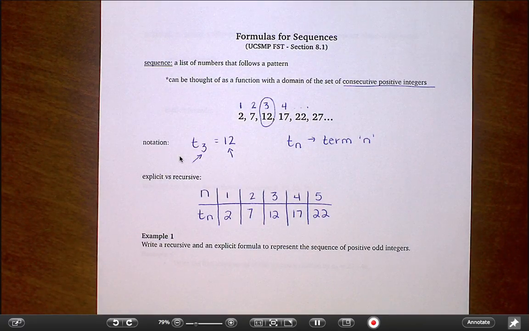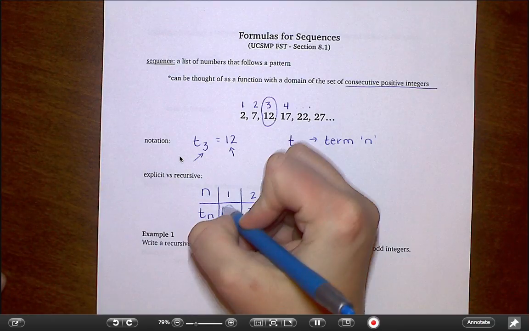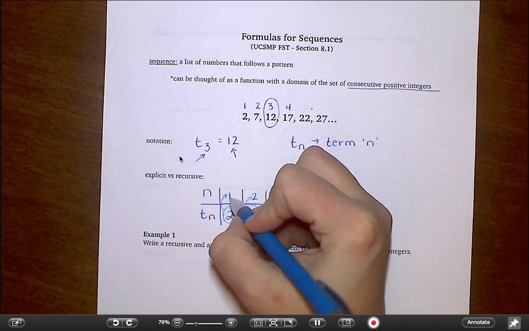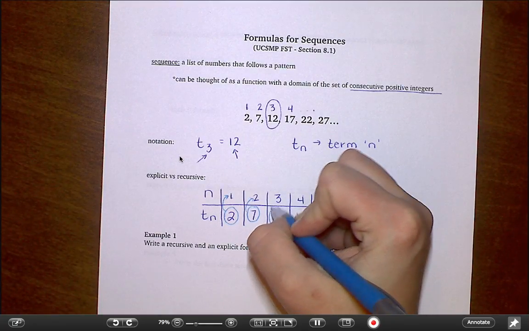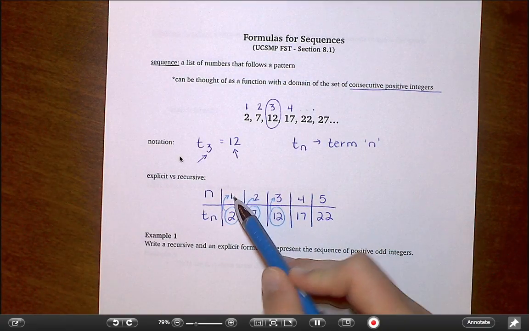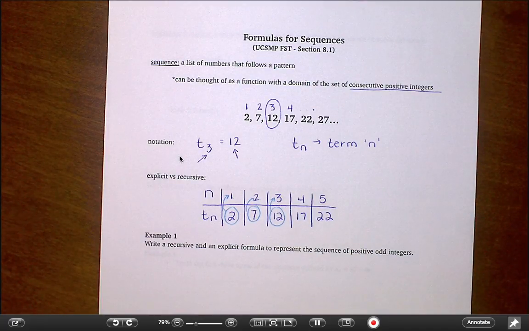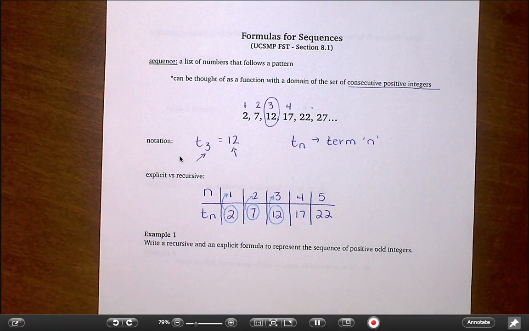So the big difference between explicit and recursive formulas is explicit formulas work very hard to tie the term to the term number. Okay? So that would be a function where when I plug in a 1, I get 2. When I plug in a 2, I get 7. When I plug in a 3, I get 12. I guess I'm kind of drawing my arrows backwards here, but it ties the term number to the term. So when I put this number in, I get this number as an output. Okay? And that's just like every other equation we've ever worked with. You plug in an x value, you get out a y value. So that's your explicit formula.